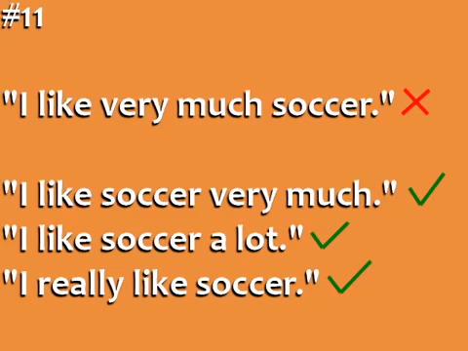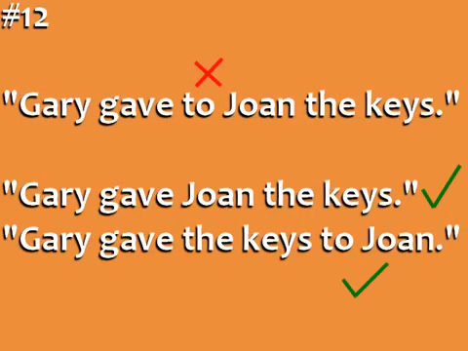Number 11. I like very much soccer. We don't normally put very much between a verb, like, and its object, soccer. The correct sentence would be, I like soccer very much. However, in spoken English, it would probably be more common to say, I like soccer a lot, or I really like soccer.